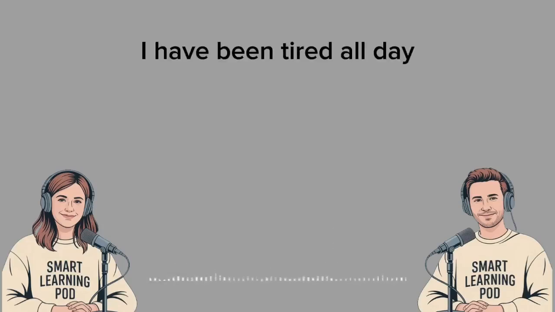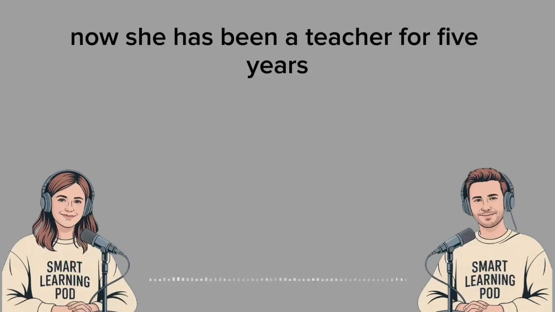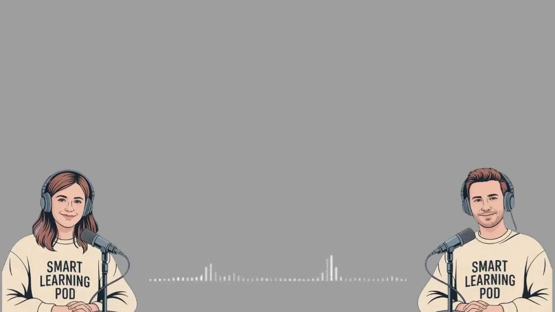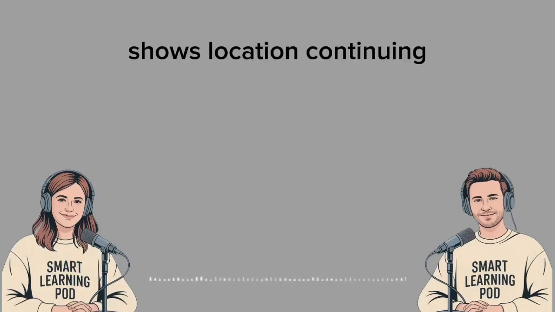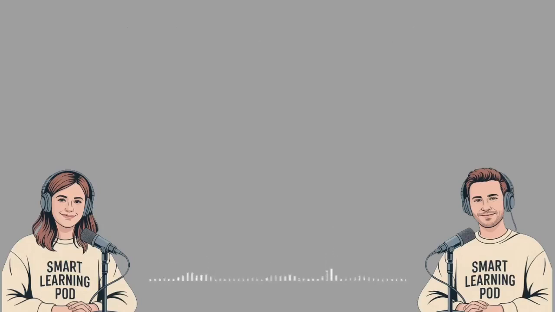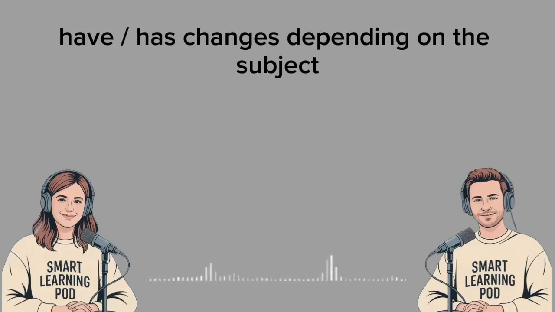Examples. I have been tired all day. Shows a state from past continuing now. She has been a teacher for 5 years. Shows identity continuing now. They have been at the park since morning. Shows location continuing. Notice that been does not change. The helping verb have/has changes depending on the subject.